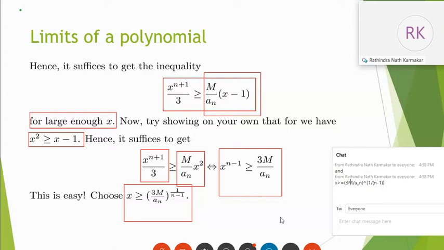So now tell me if all of you get this argument. This part is a little bit confusing, I think. So do you get this argument, what we did just now? So one person has replied, so everyone should reply. We want to prove that x^n plus 1 by 3 is lower bounded by m by n times (x minus 1). We have proved that m by n times x square is greater than or equal to m by n times (x minus 1). And now we have to prove that x^n plus 1 by 3 is lower bounded by m by n times x square. Very simple, divide by x square and choose x greater than or equal to the value that you want.